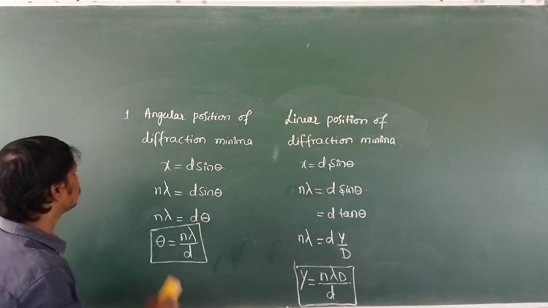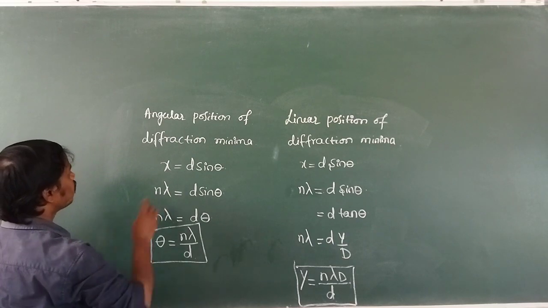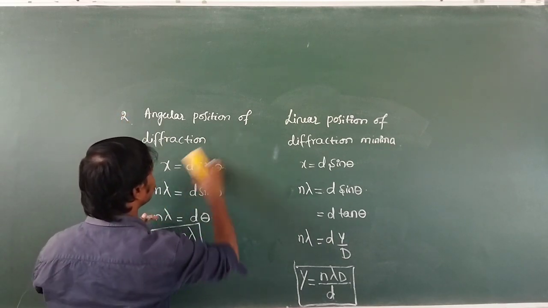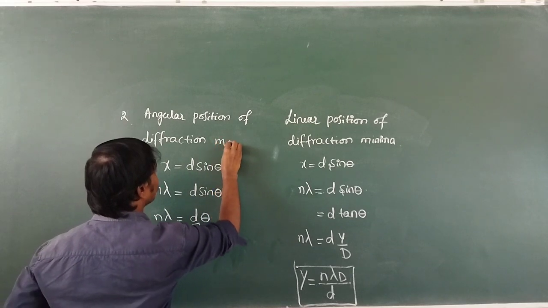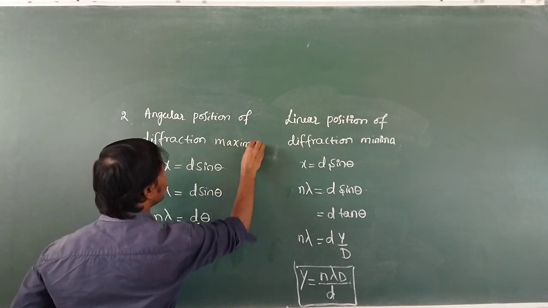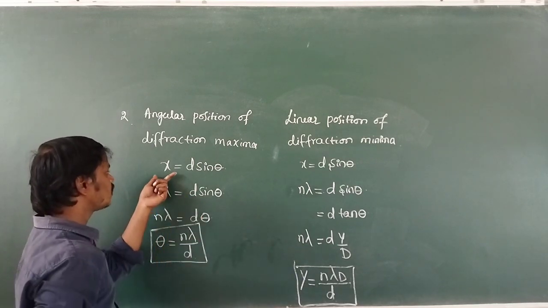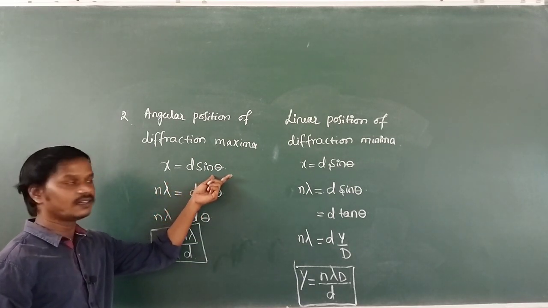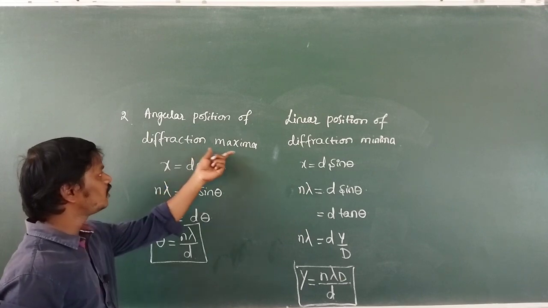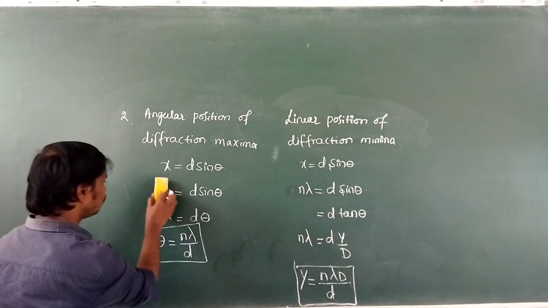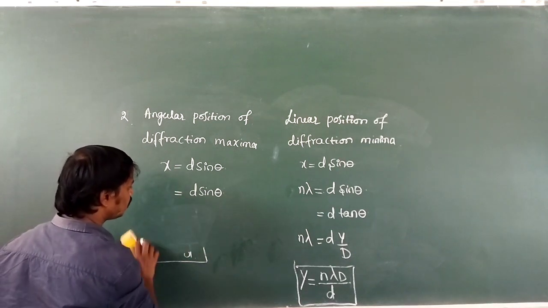Now let us move to the next formula, angular position of diffraction maxima. Maxima means here intensity is maximum. Then again path difference is x is equal to d sin theta, but path difference for the diffraction maxima is 2n plus 1 into lambda by 2.